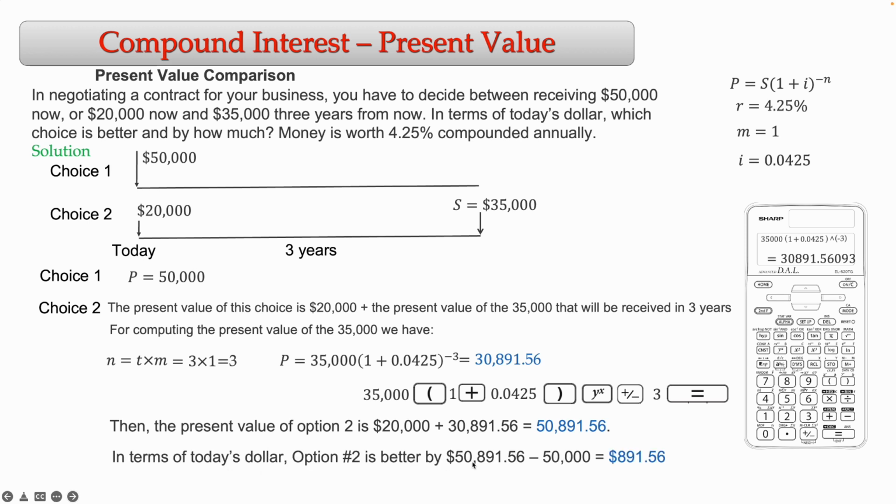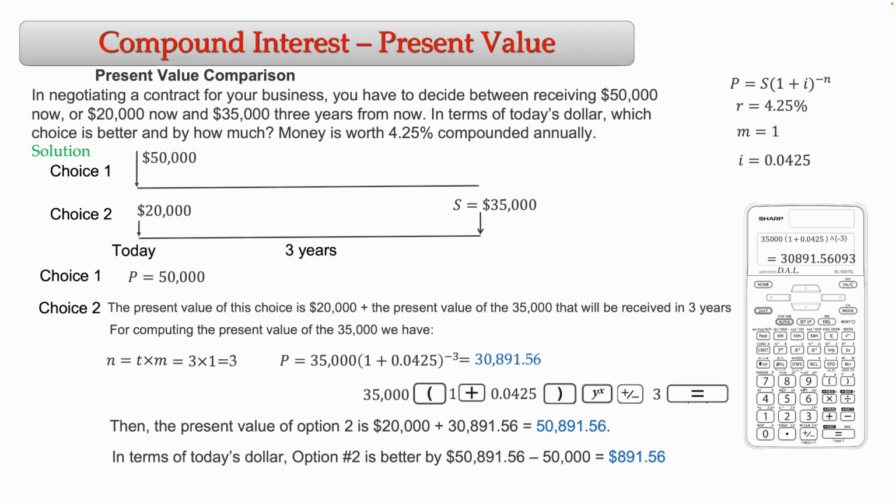Option 2 is better by the subtraction, the difference between these two amounts. That is 891.56. So this is a problem when you need to compare two choices in which you are receiving money. There will be situations in which you are paying. If you are paying, you choose the choice in which you need to pay less. If you are receiving money, you choose the choice when you are receiving more.